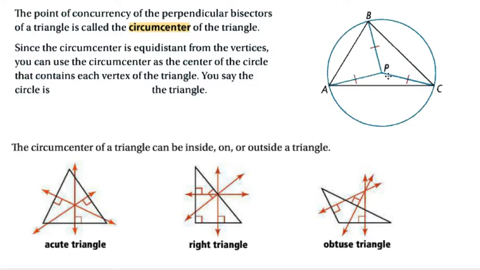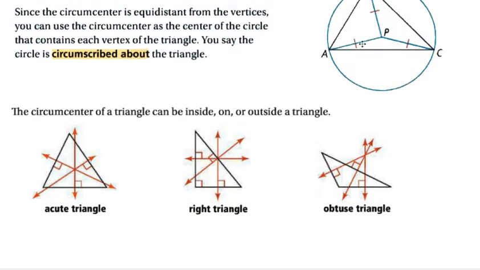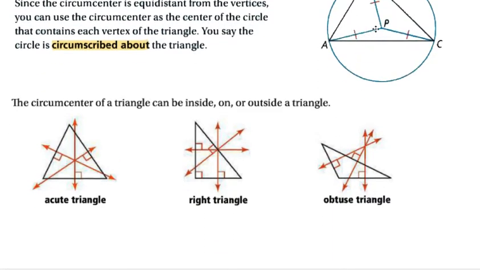So we can use the circumcenter as the center of the circle, and we can circumscribe that circle about the triangle. So we could say that the circle is circumscribed about the triangle. We can have three different scenarios. The scenario that I just showed you, where the perpendicular bisectors intersect inside the triangle, happens when you have an acute triangle. But that circumcenter could also occur on the triangle. When you have a right triangle, that's what you'll get: the circumcenter is actually on the triangle. And with an obtuse triangle, the circumcenter is actually outside of the triangle.